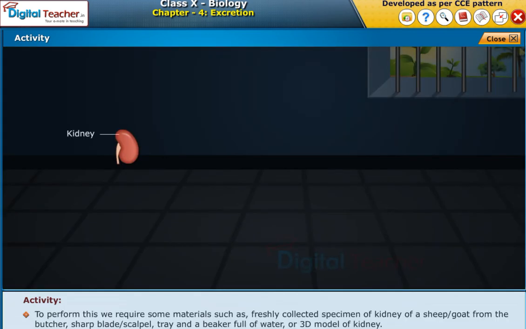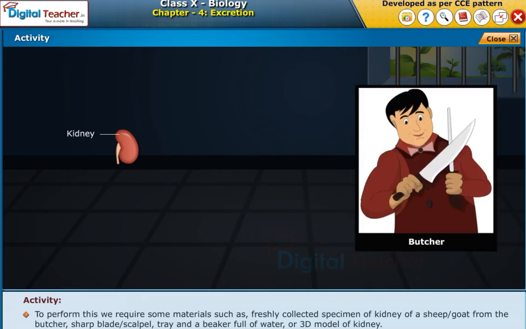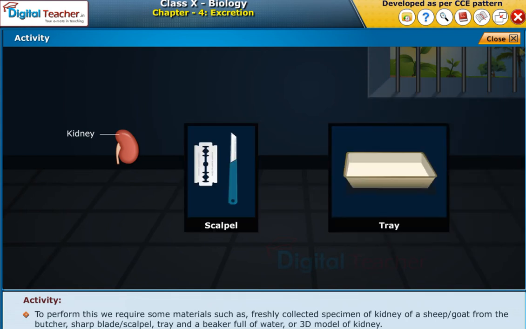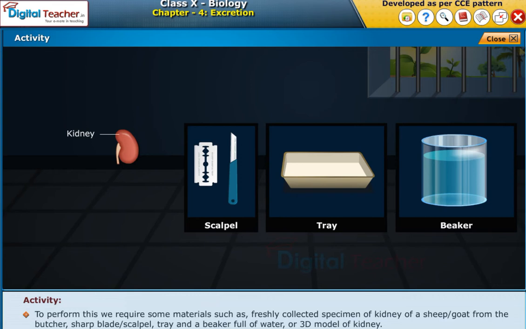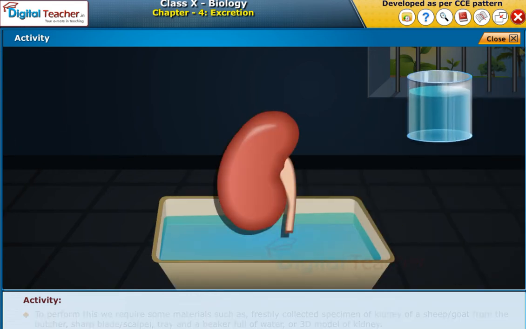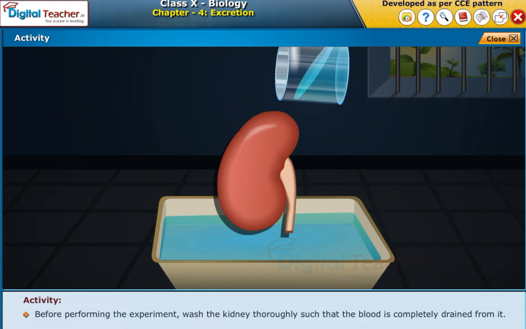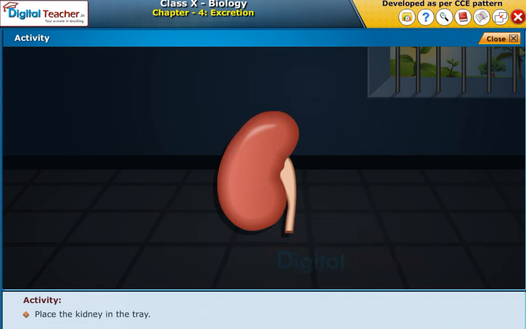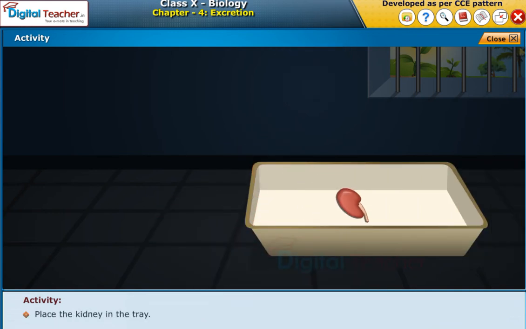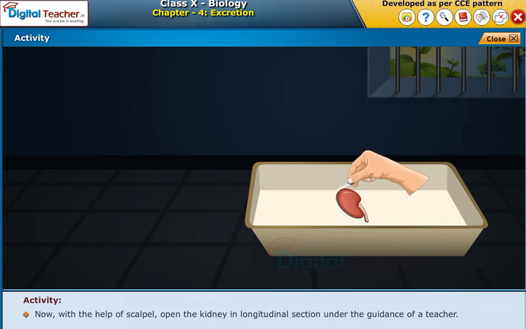To perform this, we require some materials such as a freshly collected specimen of kidney of a sheep or goat from the butcher, a sharp blade or scalpel, a tray, and a beaker full of water, or a 3D model of a kidney. Before performing the experiment, wash the kidney thoroughly such that the blood is completely drained from it. Place the kidney in the tray. Now, with the help of a scalpel, open the kidney in longitudinal section under the guidance of a teacher.